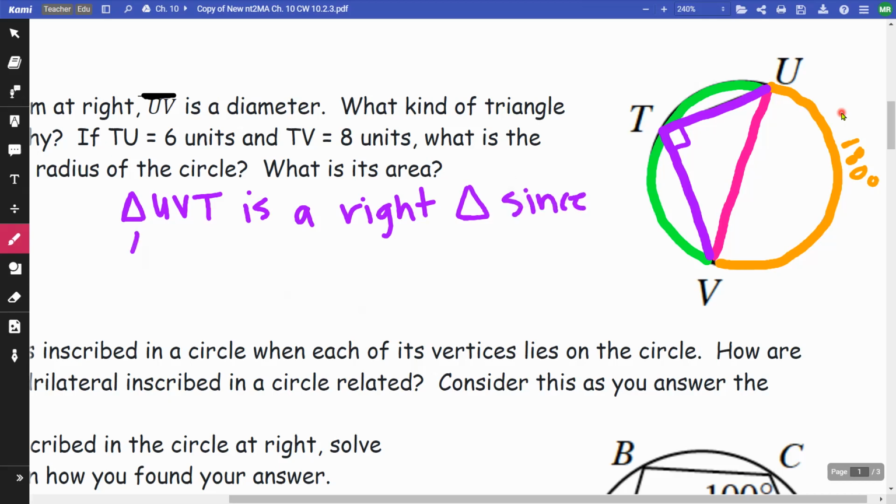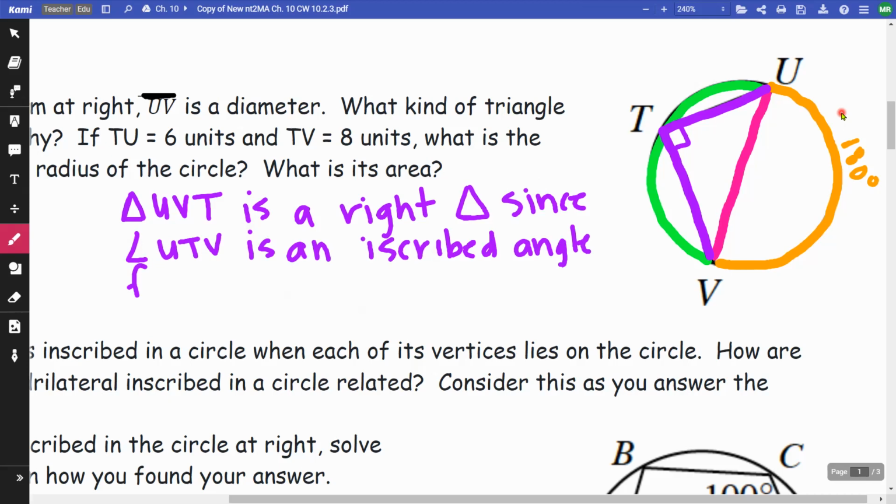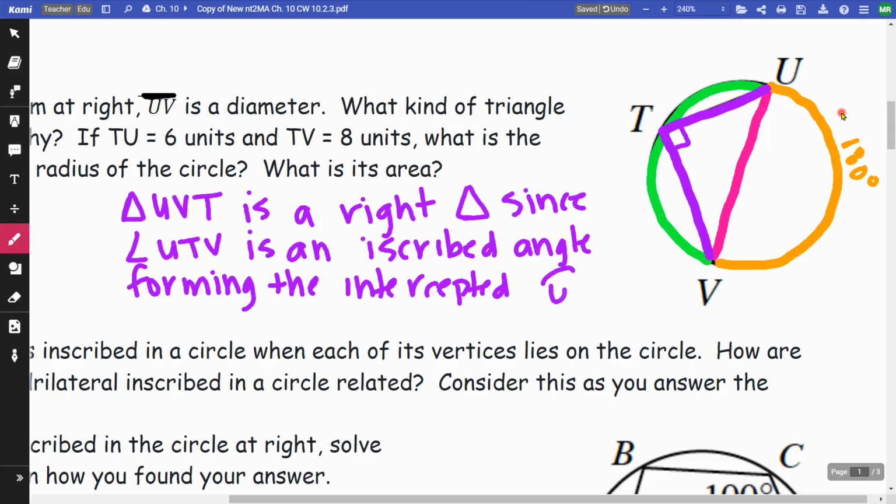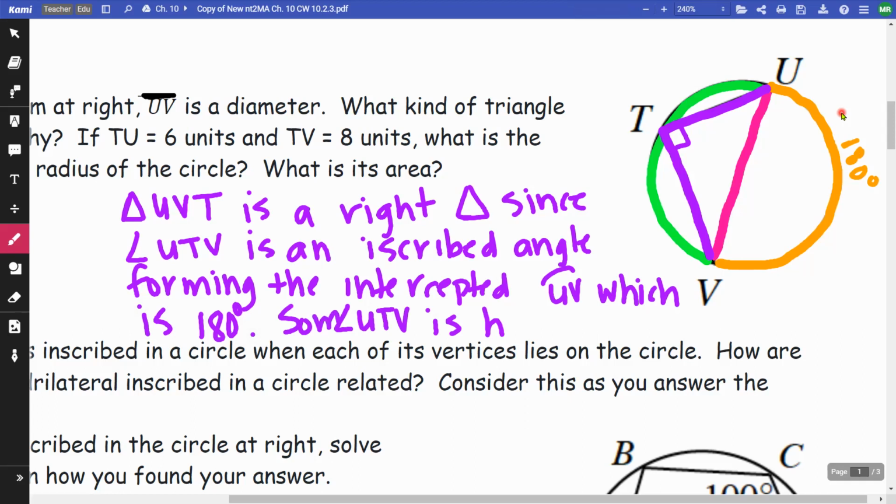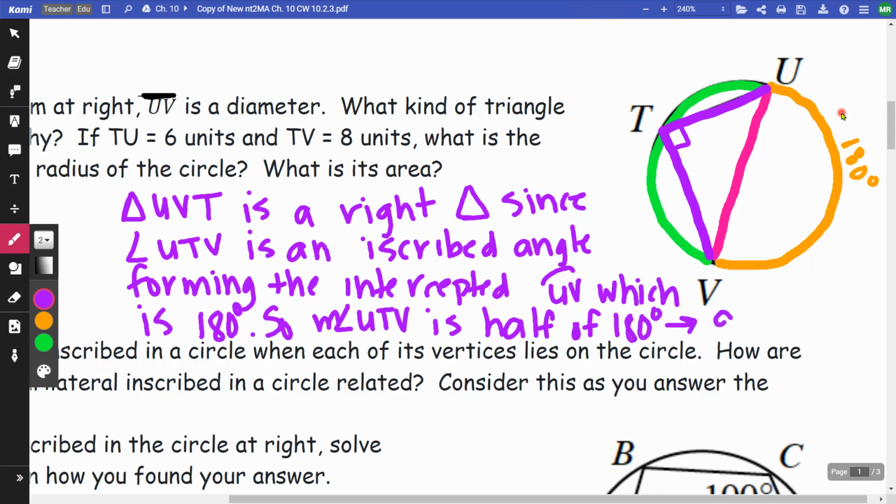Since angle UTV is an inscribed angle forming the intercepted arc UV, which is 180 degrees, the measure of angle UTV is half of 180 degrees, which is 90 degrees.